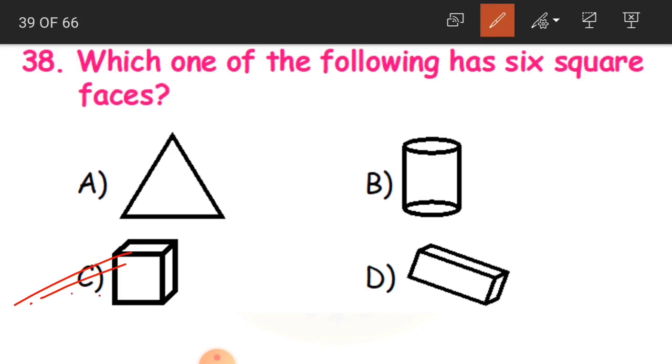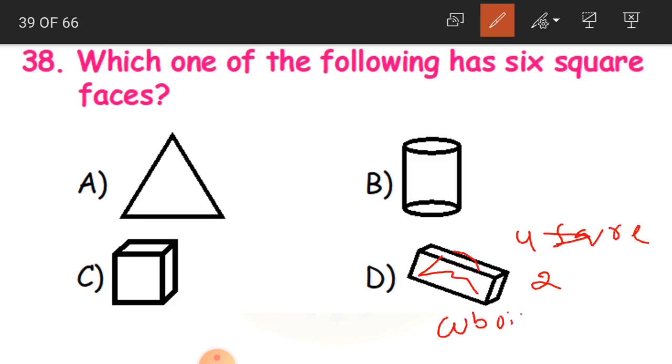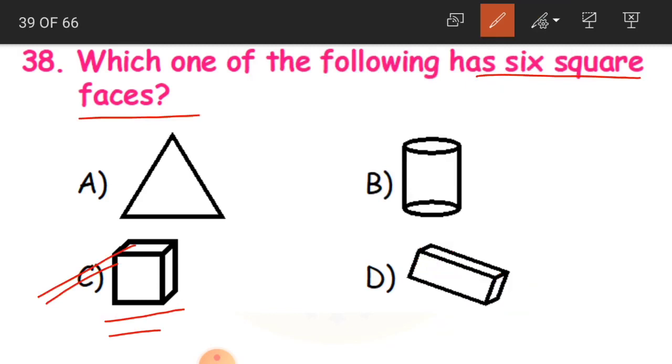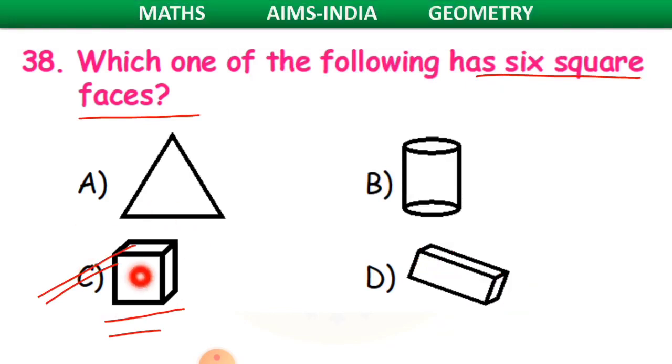So again, what did I say? 6 rectangle faces means we should go for cuboid. No, again it is also wrong. Cuboid has 4 rectangle faces and 2 square faces. See, yes, these 2 are square faces and the remaining 4 are rectangular faces for a cuboid. Only a cube has 6 square faces, children. So option C is our correct answer here.